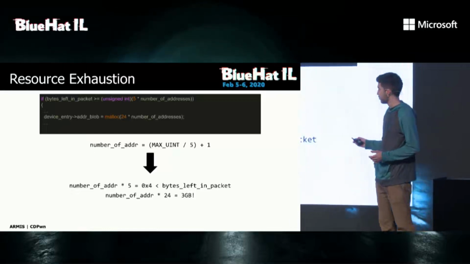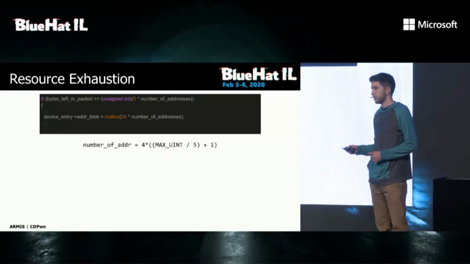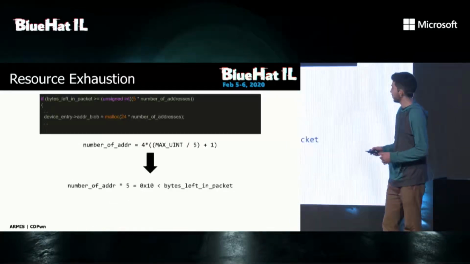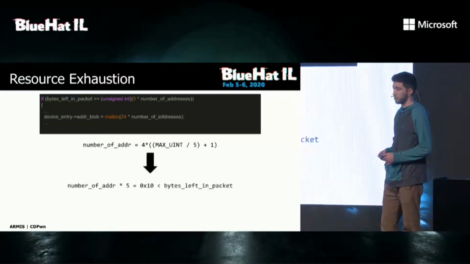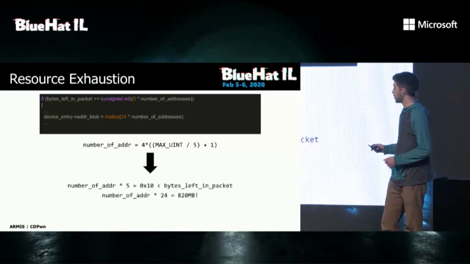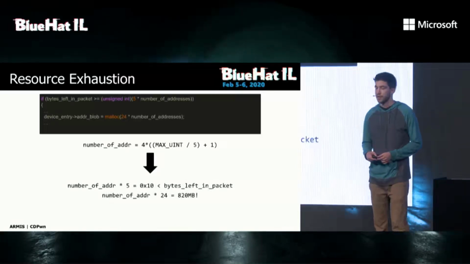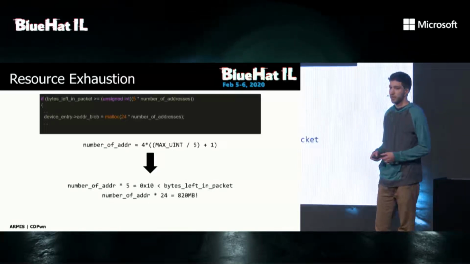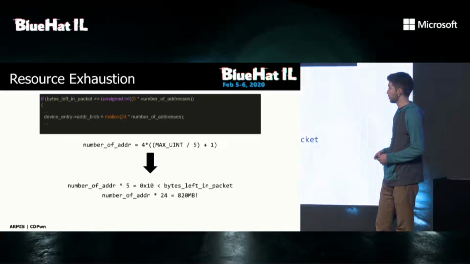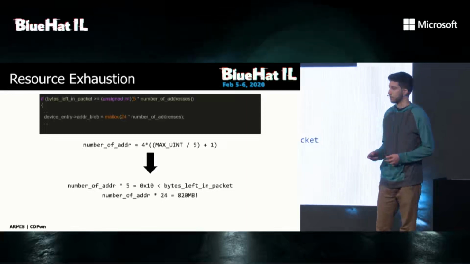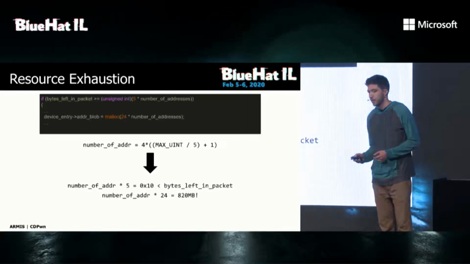But we've seen this number works, so we're going to multiply it by 4. Once again, the length check is going to pass because we're still going to get a small number. But the allocation is going to be with a reasonable size of 800 megabytes, which is going to be allocated, and shortly after the switch is going to crash due to resource exhaustion. So we got our denial of service.